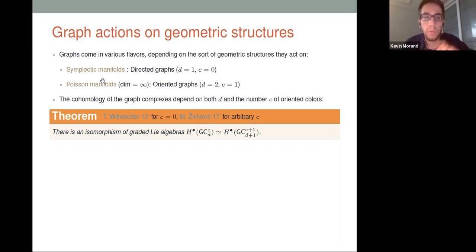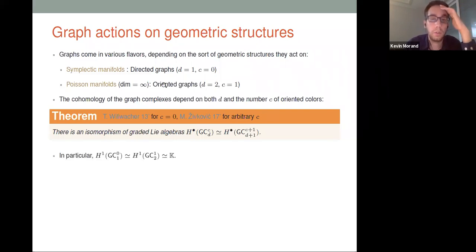Okay, another case I mentioned briefly is the one for symplectic manifolds. So in this case, we have D equal one, and Poisson manifolds with infinite dimension, in which we need some oriented graphs because as we saw, the cycles introduce some infinite traces, which are ill-defined. So we need to eliminate these graphs. So we need to resort to oriented graphs. But here we are in D equal two, with one oriented direction. Again, the cohomology is the same.